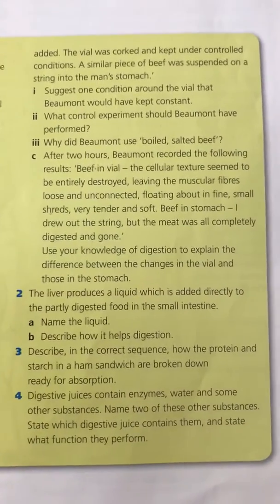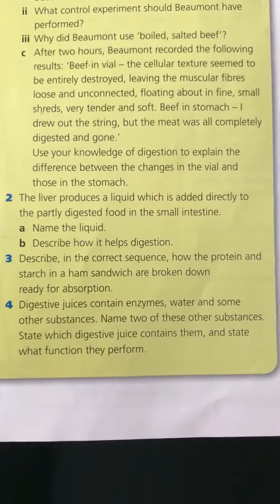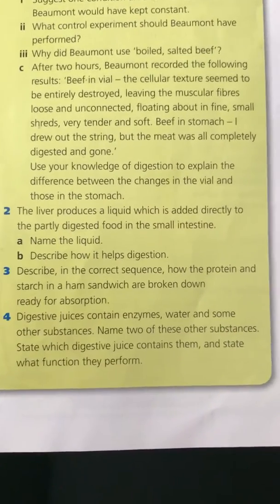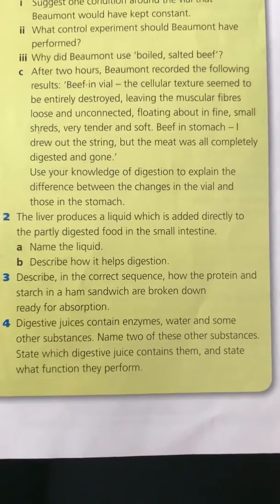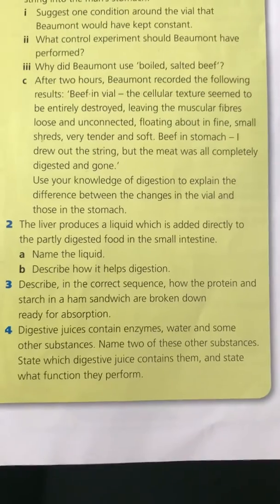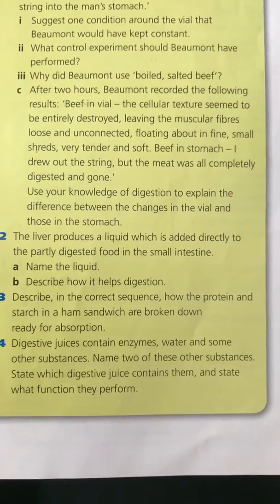For question 2, the liver produces a liquid which is added directly to the partly digested food in the small intestine. This liquid is bile. Yeah, so bile is produced by the liver, but it's stored in the gallbladder. That's why the gallbladder is called a bladder, because a bladder is a storage organ.